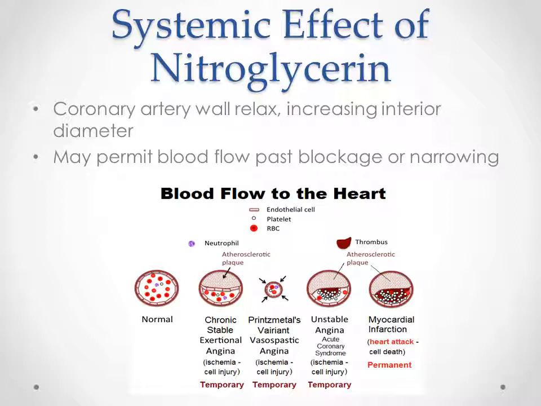On the coronary artery side, nitroglycerin relaxes the smooth muscle surrounding the coronary arteries, causing them to dilate slightly. In the case of angina, an incomplete blockage, or infarction, a complete blockage, nitroglycerin may dilate the artery enough to allow some blood flow distal to the blockage.